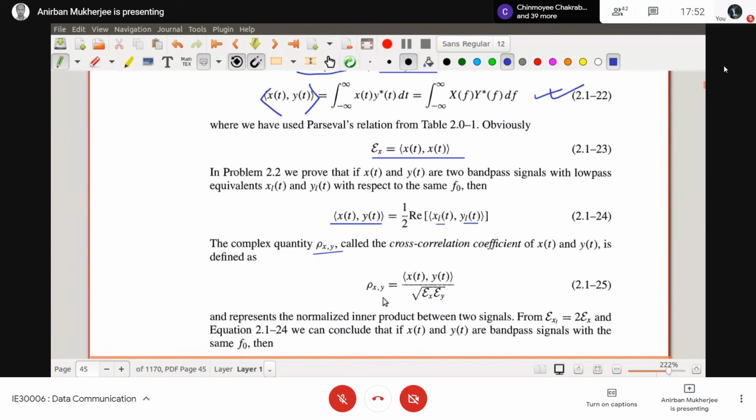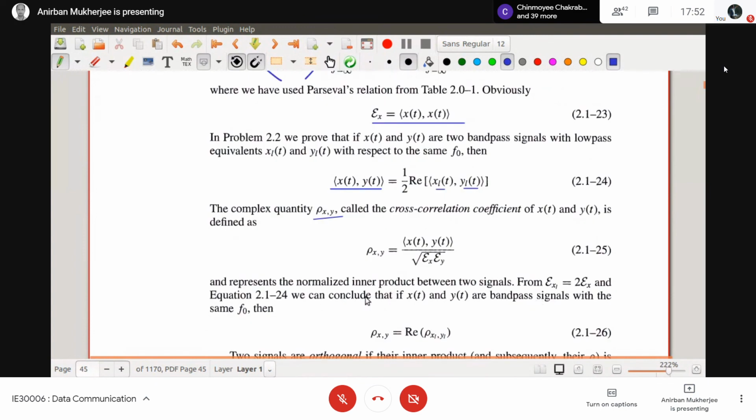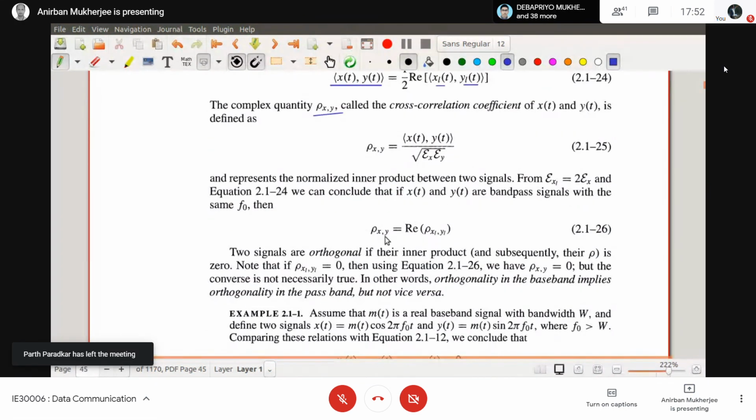And as we know that E x_l equals 2 E x, from here we can play with this one. If you take the low pass equivalent signals and their rho, you will find that a real operator is coming in. Two signals are orthogonal if their inner product is zero. That means we say these two band pass signals x and y are orthogonal when the inner product of x(t) and y(t) is zero.